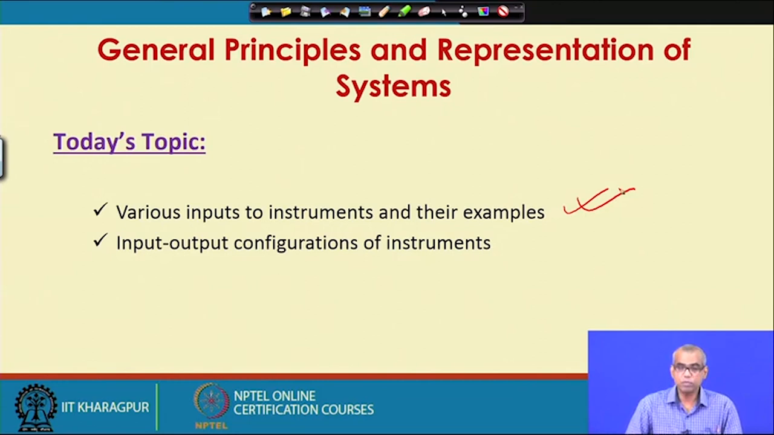We have various types of instruments like temperature measuring instruments, pressure measuring instruments, flow measuring instruments, level measuring instruments, and so on and so forth. So, every instrument has been designed to be sensitive to, or to measure, certain inputs. But unintentionally, it also becomes sensitive or receives signals for some other inputs, which actually creates problems in measurements.